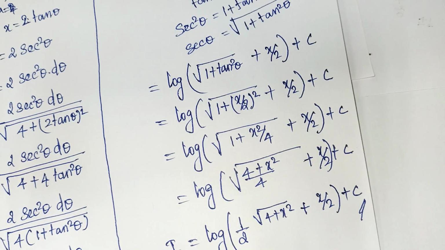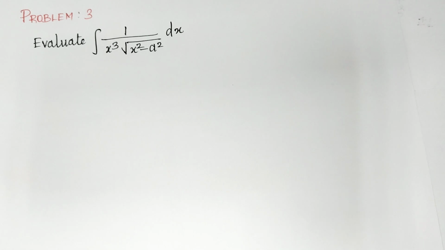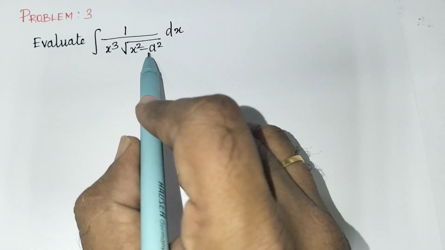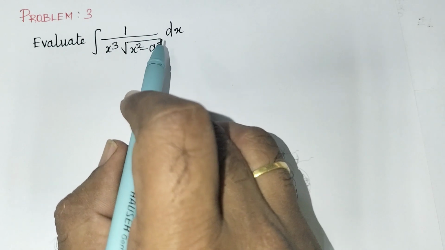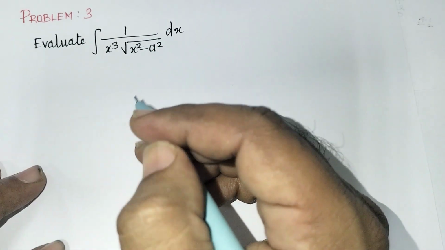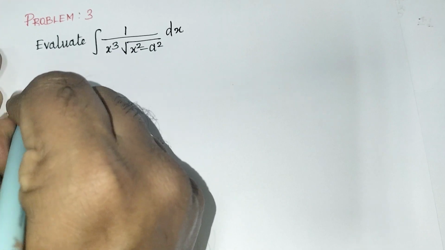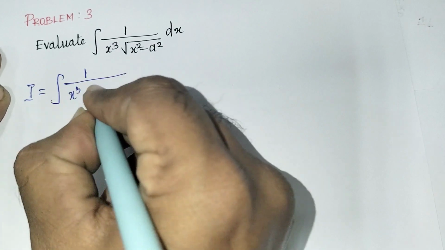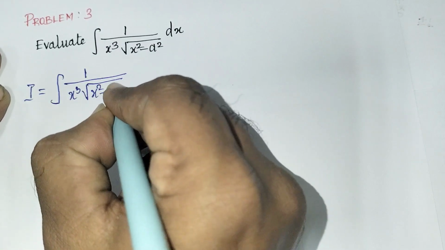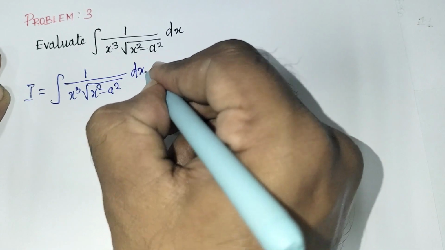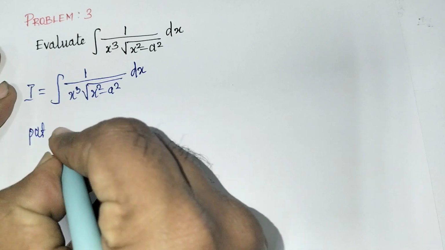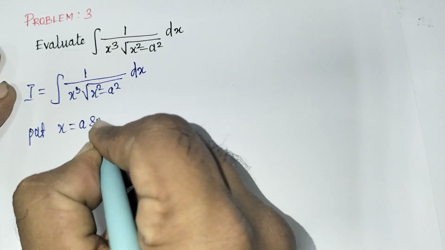Okay. So next, problem number 3. The problem number 3 is evaluate integral 1 divided by x cube square root of x square minus a square dx. Here our expression is square root of x square minus a square. X square minus a square means we can take x equal to a secant theta. Right? So I'll write here I equal to integral 1 divided by x cube square root of x square minus a square into dx. Right, the expression is square root of x square minus a square. So I will put x equal to a secant theta.